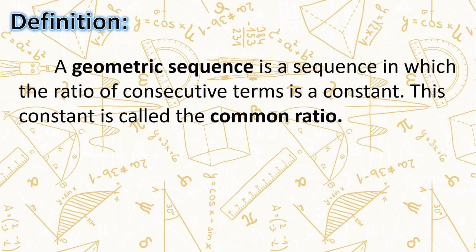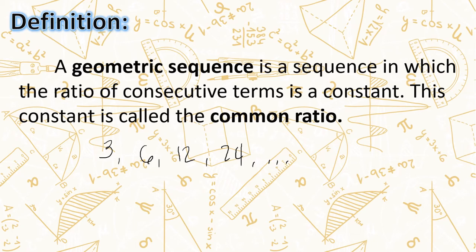A geometric sequence is a sequence in which the ratio of consecutive terms is a constant. This constant is called the common ratio. The sequence 3, 6, 12, 24, and the pattern continues, is a geometric sequence, since each term after the first term is obtained by multiplying the preceding term by a constant.